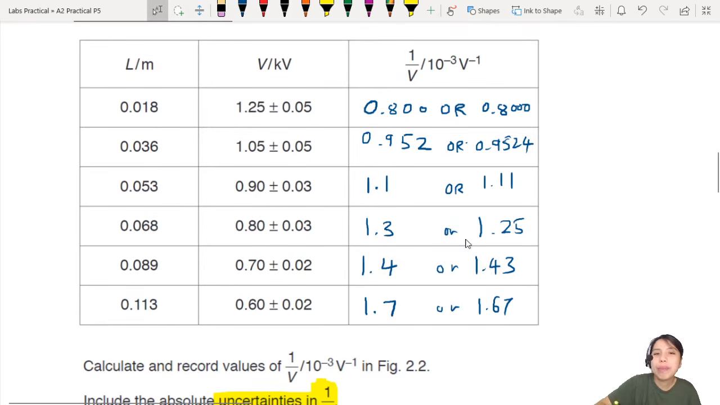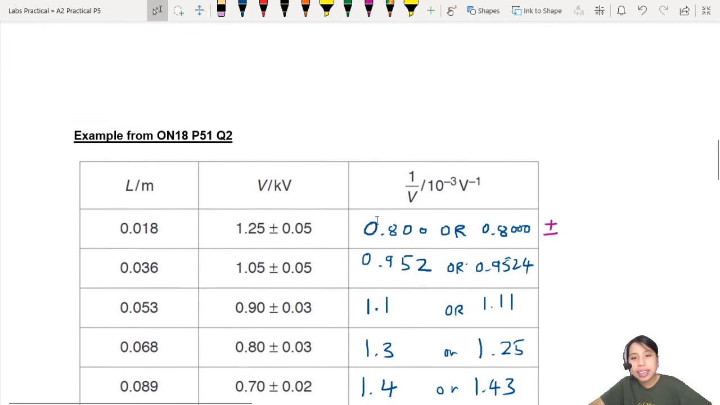No space, never mind. You should only write one value, 0.800 plus minus something. So your plus minus is the uncertainty that you need to calculate. Let's do it in another color, purple. So you need to write plus minus some value. But how to calculate the uncertainty?